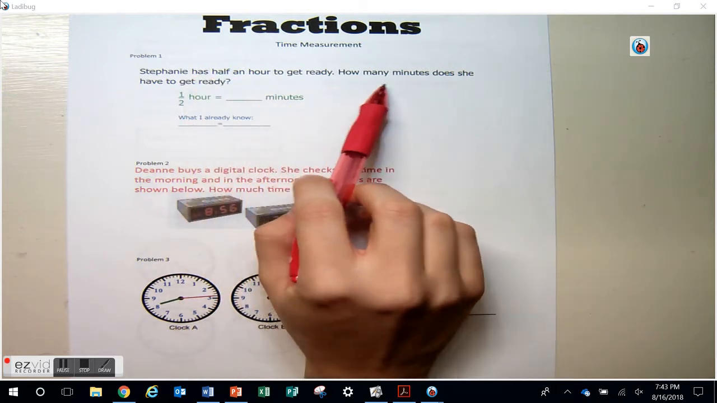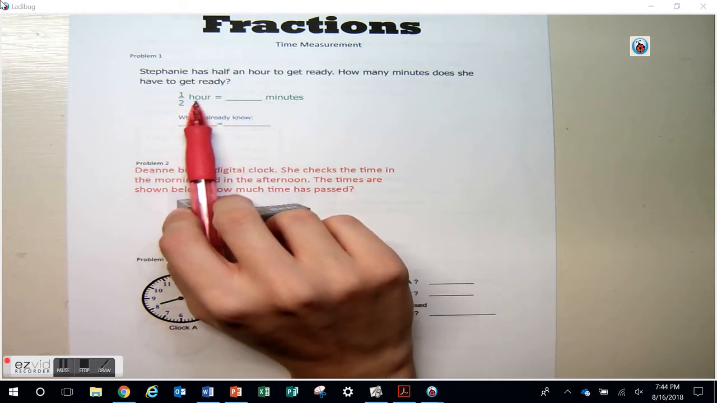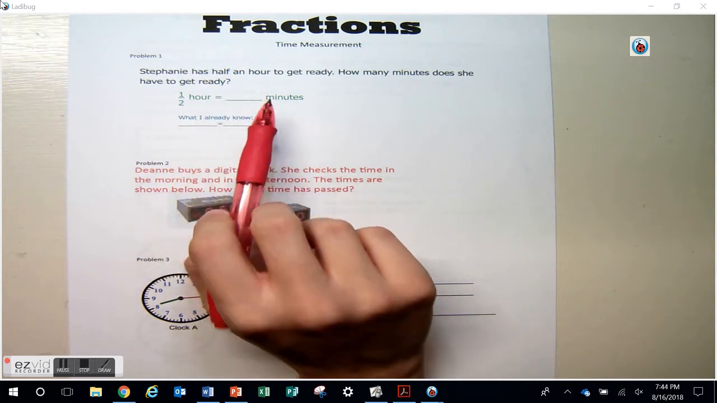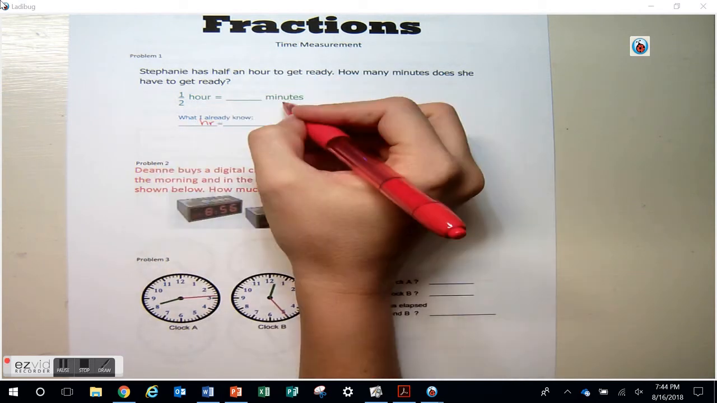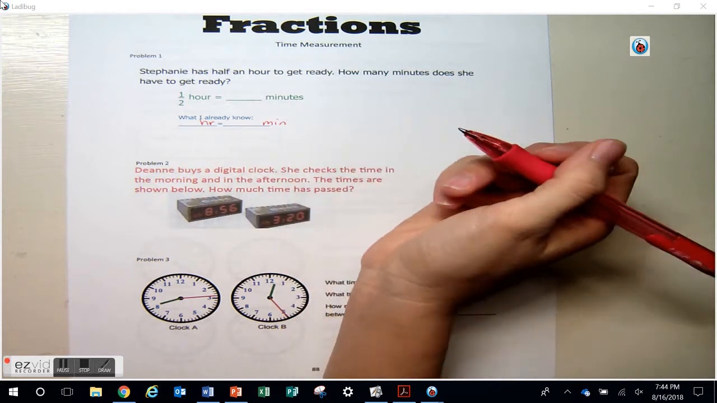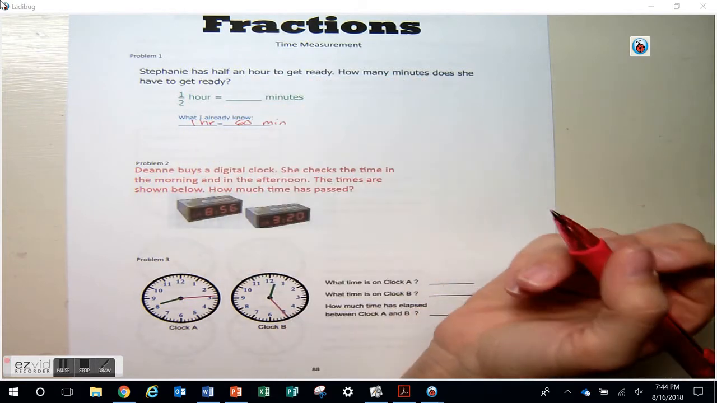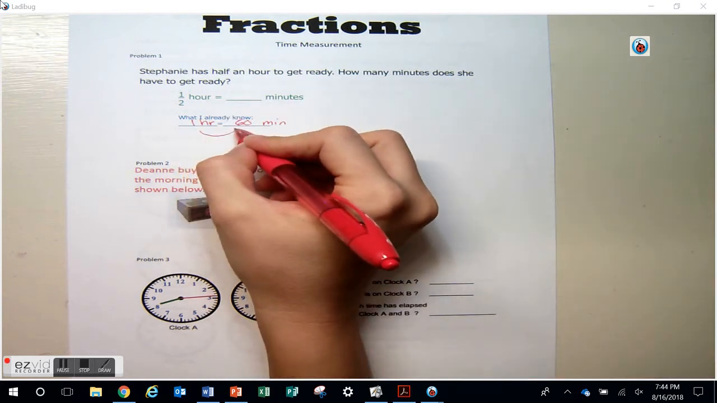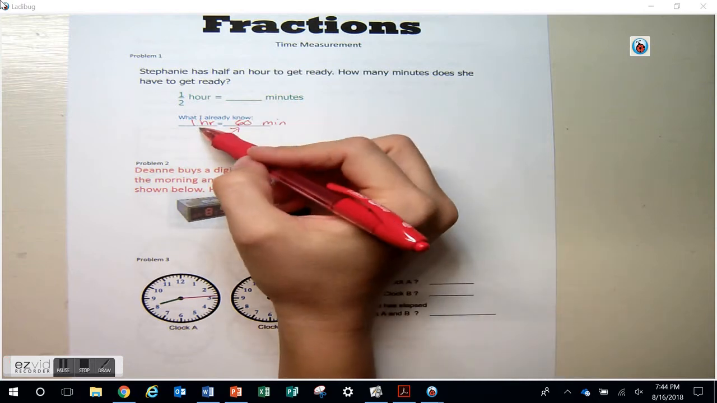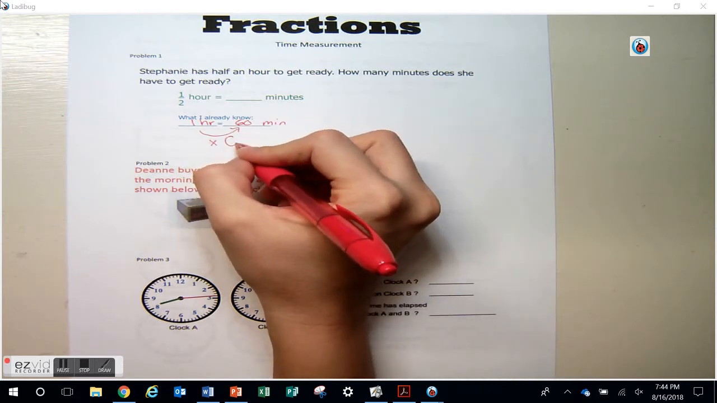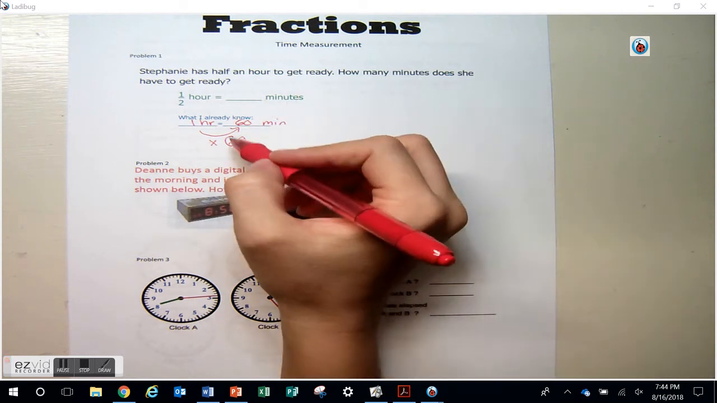Stephanie has half an hour to get ready. How many minutes does she have to get ready? Well, in order for me to figure out how much a half hour is in minutes, I'm going to write down what I already know. Hours on the left, minutes on the right, and I know 1 hour equals 60 minutes. So using my conversion factor, just like we did last time, what am I going to multiply by to get from the number 1 to 60? Well, I can multiply 1 times 60 to get 60.